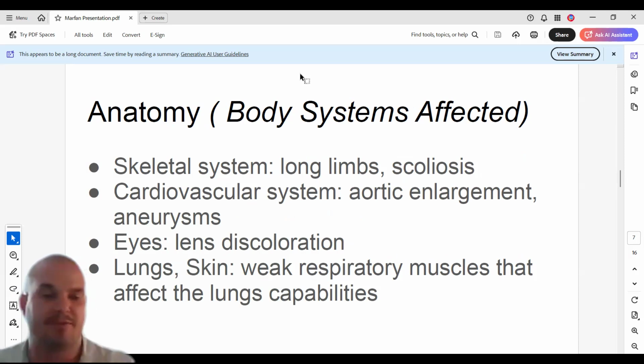Marfan syndrome mostly affects the body's connective tissue, which supports many organs and systems. Some of the main areas affected include the skeleton, where people often have unusually long arms, legs, and fingers, as well as the heart and blood vessels, especially the aorta. The eyes also can be affected, often leading to lens discoloration. In some cases, even the lungs and skin may be involved.